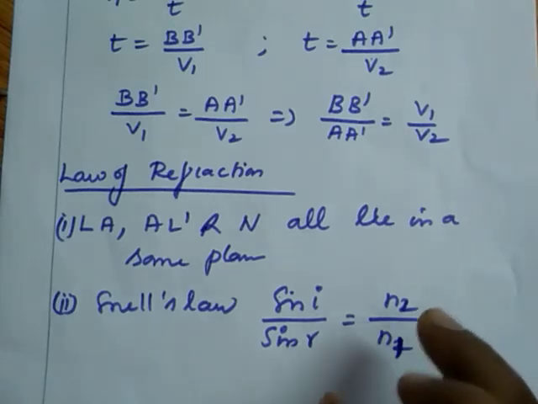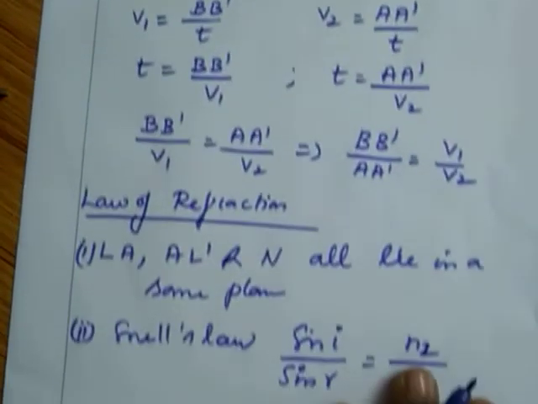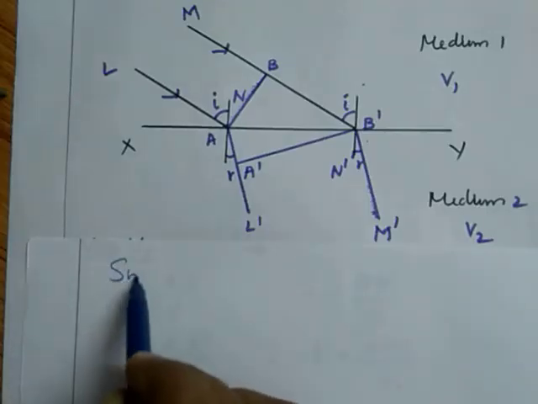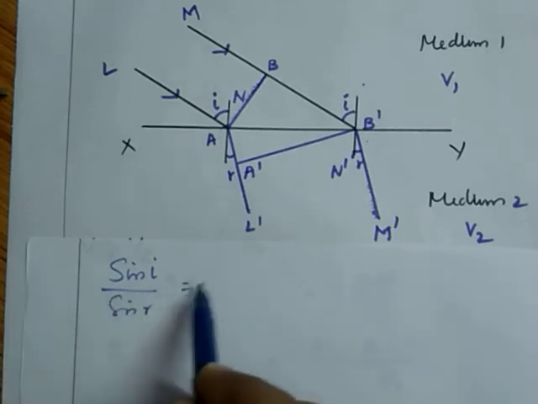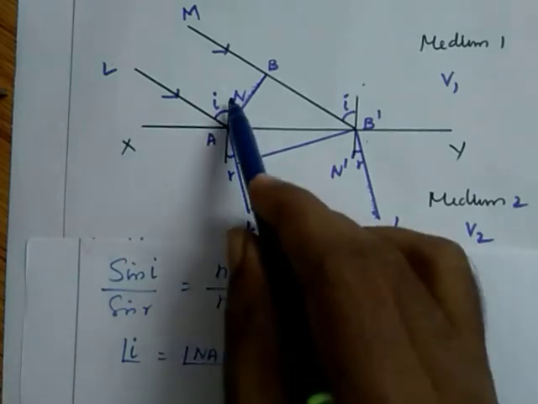Here we have to prove the second law. The first law is already proved: the incident ray, the refracted ray and the normal all lie in the same plane. Then the second law, that is sin I by sin r is equal to n2 by n1. First of all, we need to find the value of sin I, so we need the values of I and r. Angle I is equal to angle NAL, that is equal to 90 minus NAB.